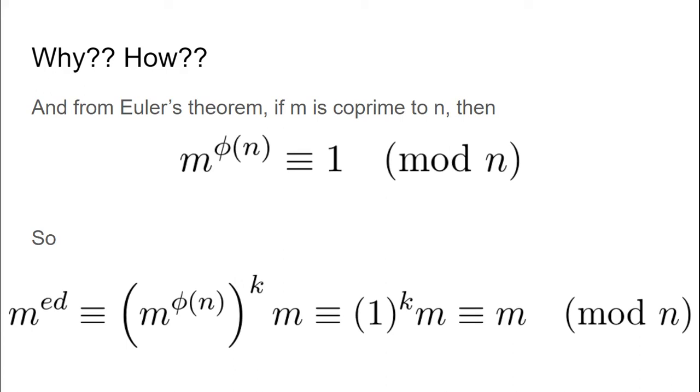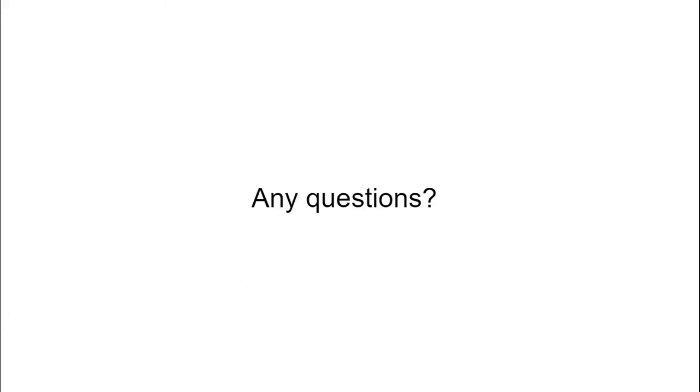So we can just substitute 1 into the formula from the last slide, and we get that m to the power of ed is equivalent to m mod n. And that's basically how RSA works.